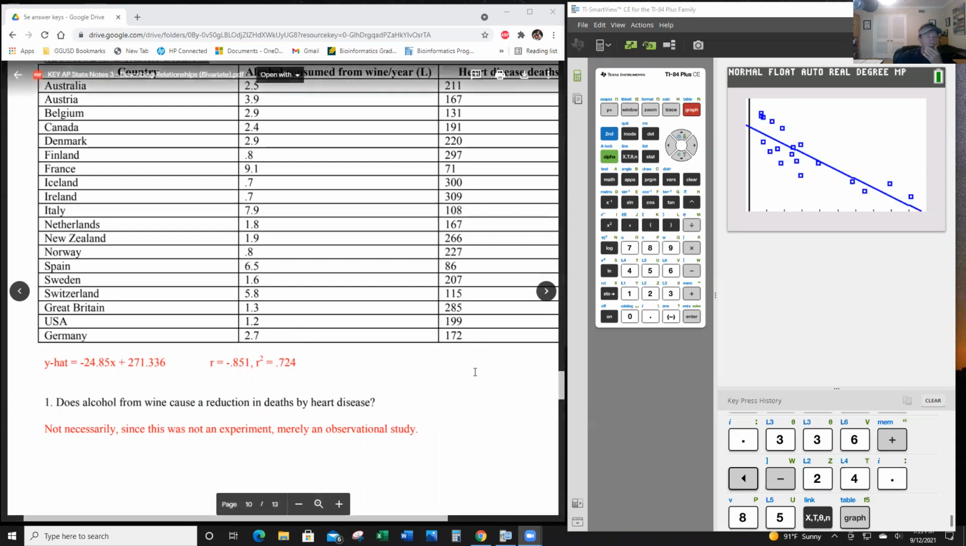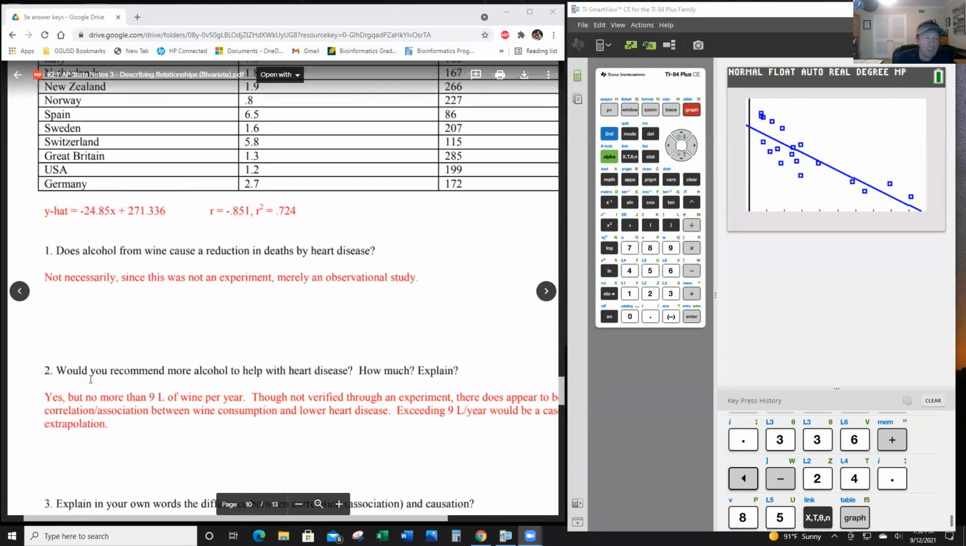That's a great question. And I want you maybe to highlight this because this is so common. They will always try to get you to bite on that because you cannot conclude cause if it's an observational study. I just wrote not necessarily, since this was not an experiment, merely an observational study. That's an important thing. If it's from an experiment, you can say, yes, it looks like you can conclude cause. But if it's not, you can't. A really common question.